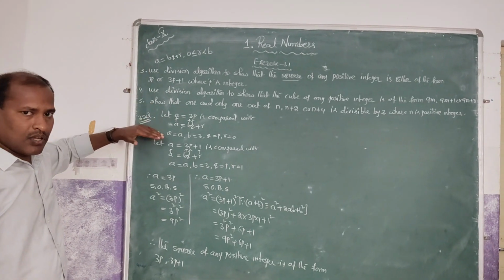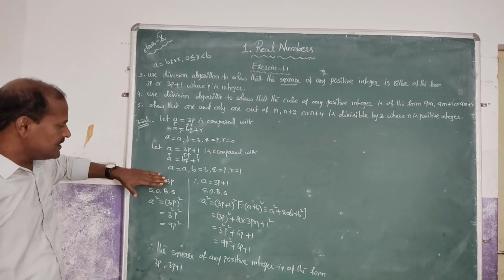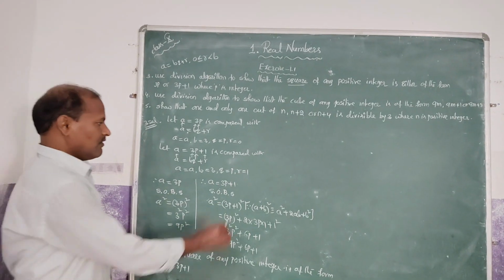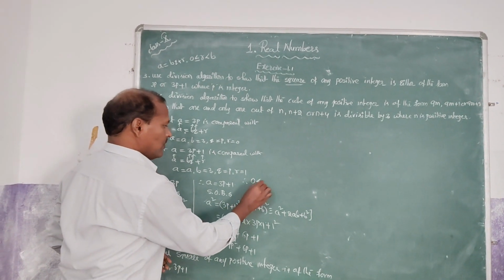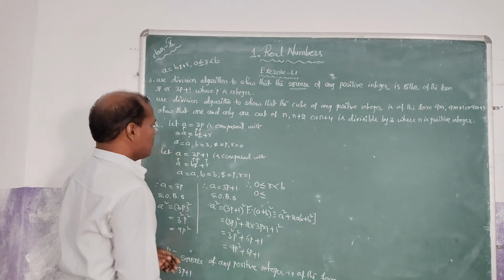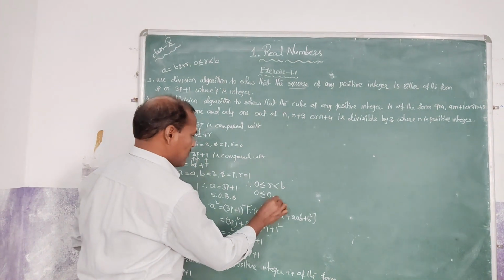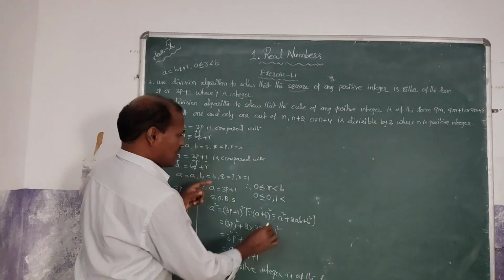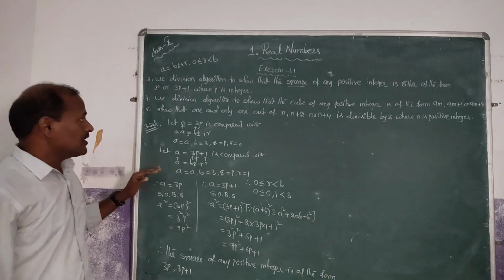In the second problem and third problem, the additional part is square only. This is squaring on both sides. One condition: 0 less than or equal to r less than b only. Here r is equal to first 0, next r is equal to 1, less than b is equal to 3 only. 3 is a common number. Okay, this is the third problem.